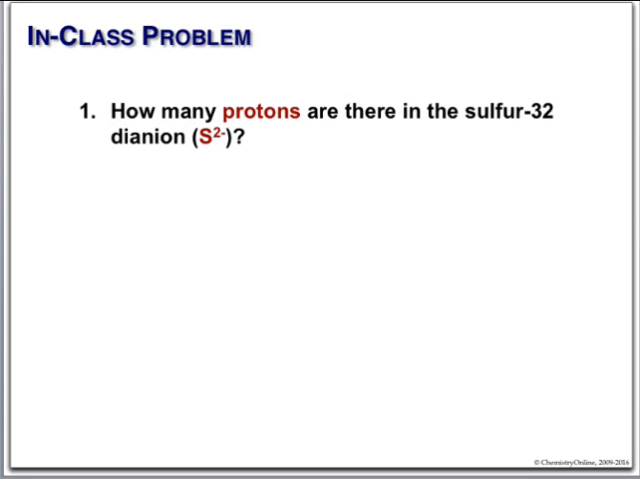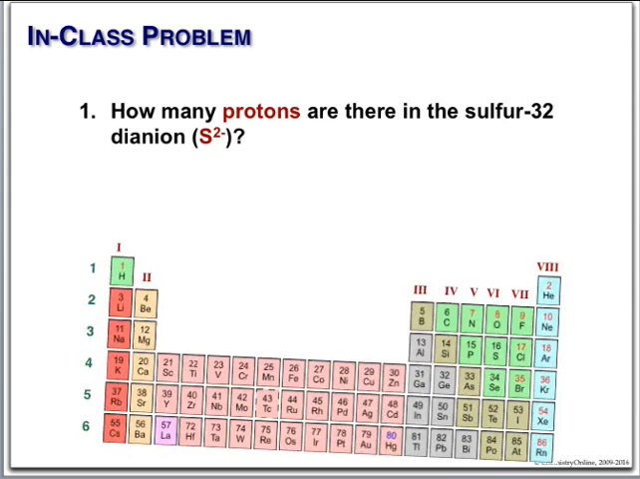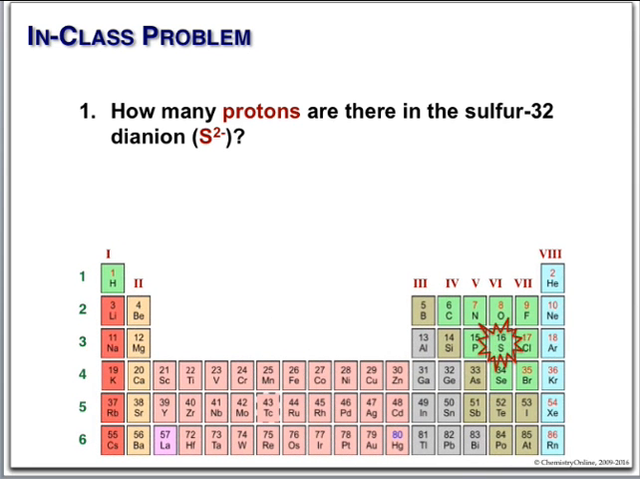All right, let's do a couple very simple problems here. What if you saw this on your exam? Going back to chapter 2-ish. How many protons are there in the sulfur 32 dianion? Well, everybody gets a periodic table. You look and you find sulfur, right? There it is.